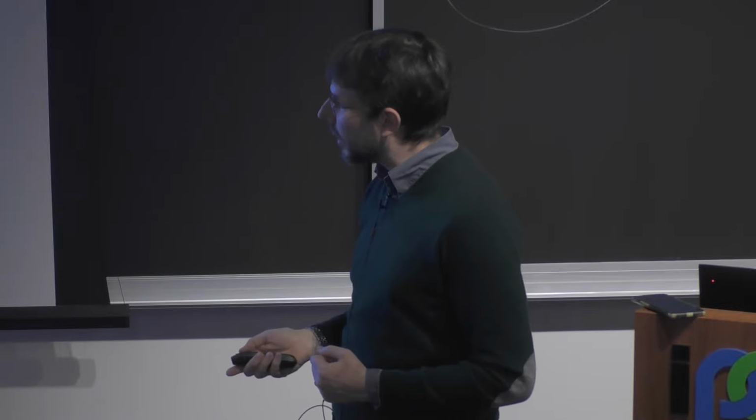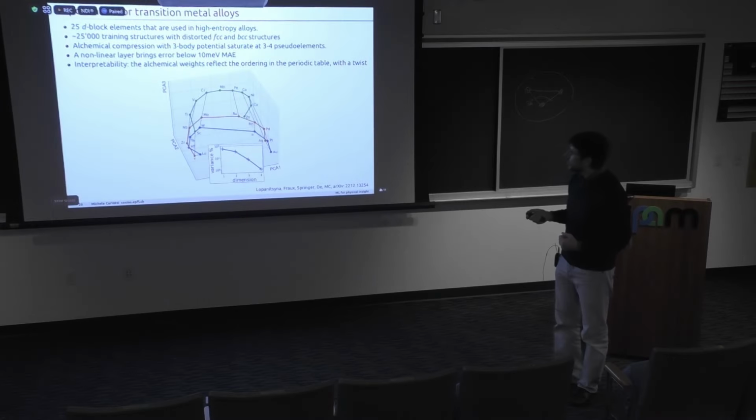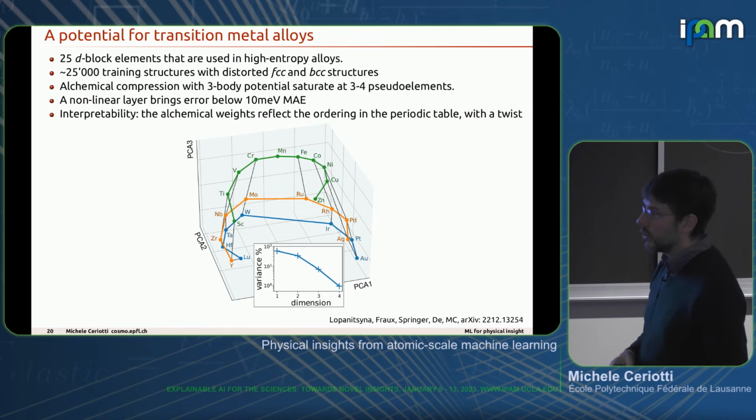So what can we do? We can plot these weights in 3 dimensions. And what is really nice is that these weights that have been learned by the model, by trying to get the most efficient compression, reflect the arrangement of the atoms in the periodic table. And this is not something that we have built into the model, it's something that has emerged from the learning exercise.